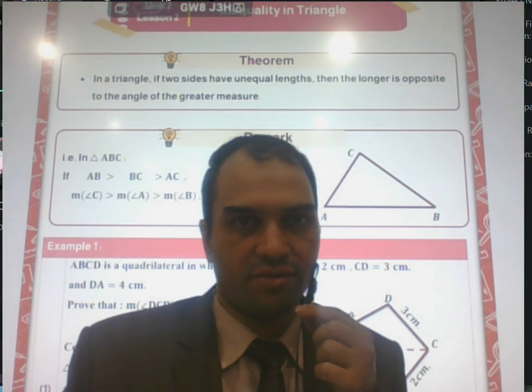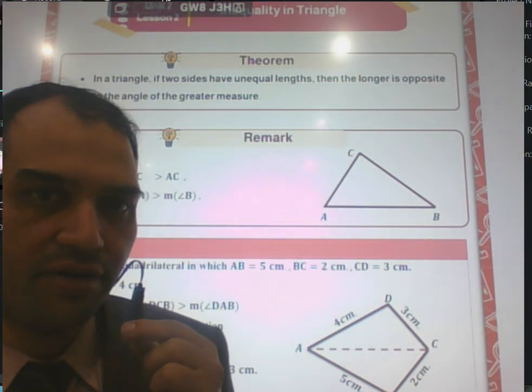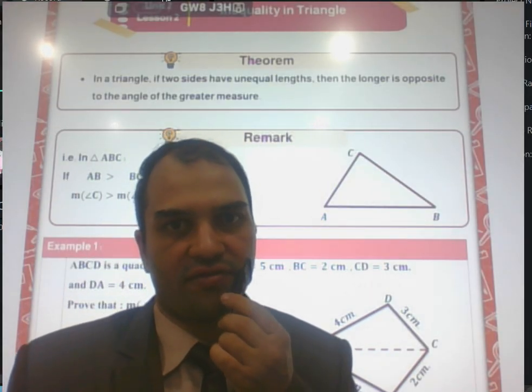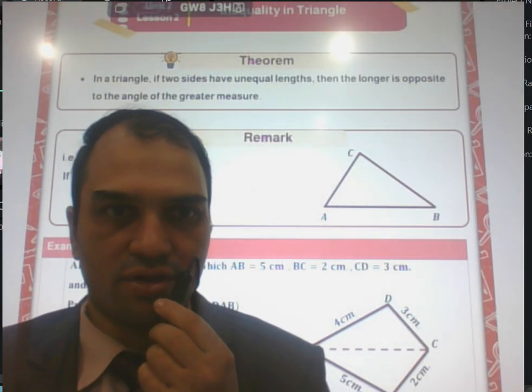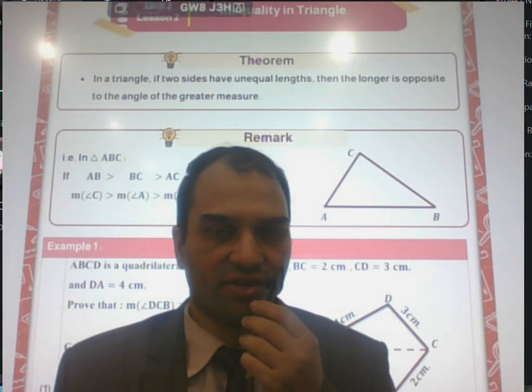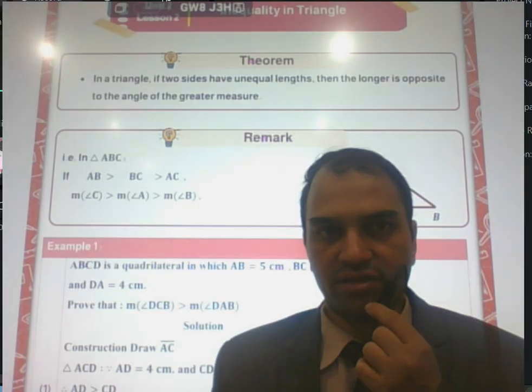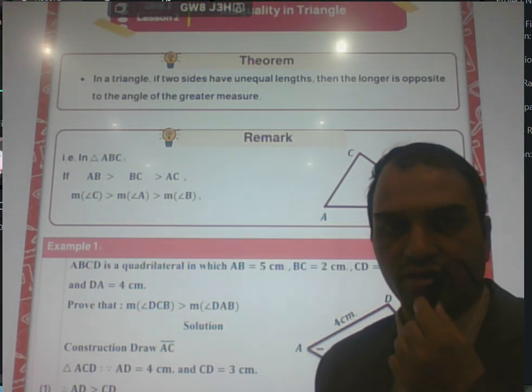Today we'll explain theorem number 1, geometric inequality in a triangle. In a triangle, if two sides have unequal lengths, then the longer side is opposite the angle of greater measure. Like this triangle ABC, we have different sides like this: AB greater than BC greater than AC.